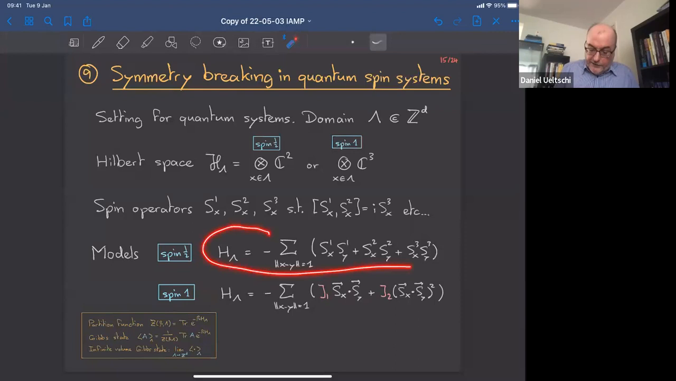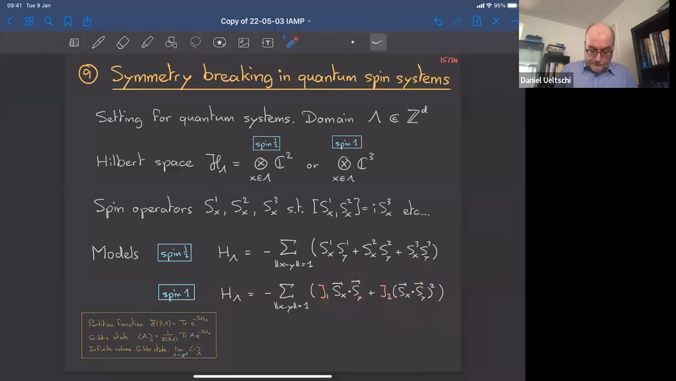So we sum over nearest neighbors and we have the product of spin operators, S1 at x, S1 at y, and same over here. And for spin one systems, I will look at this kind of model, which is a linear combination of this S_x·S_y. This S_x·S_y means exactly this sum over here. And we also look at this thing squared. For those who are very used to spin 1/2 systems, you probably have never seen something like that. The reason is that for spin 1/2 systems, this is actually a linear combination of this thing and the identity. So it's totally superfluous to look at it. But for spin 1 systems, this interaction is distinct from this.